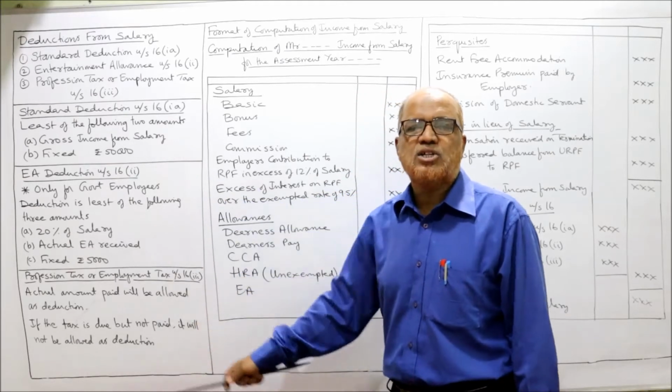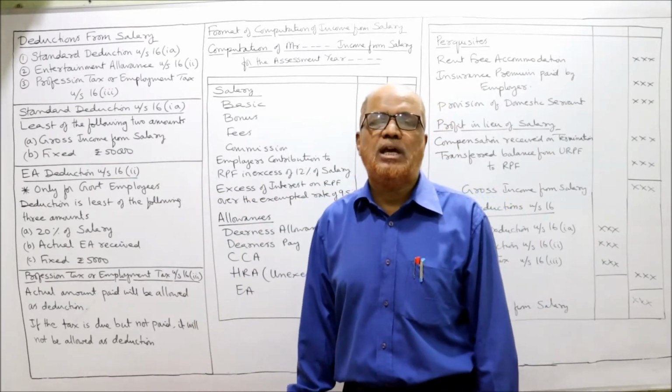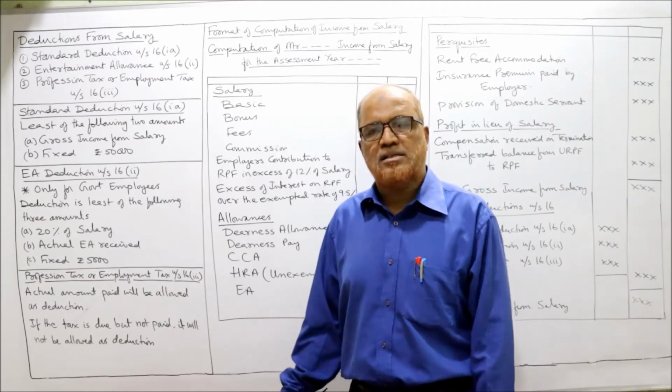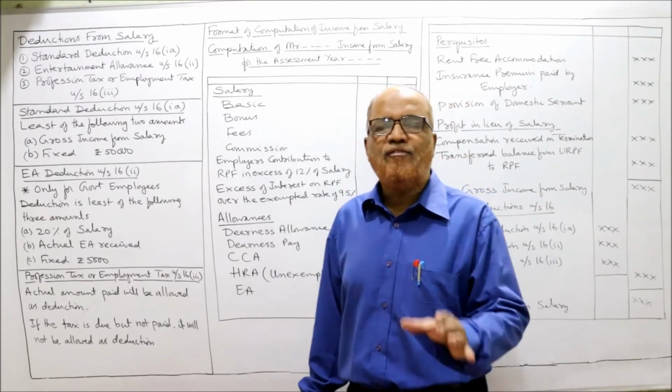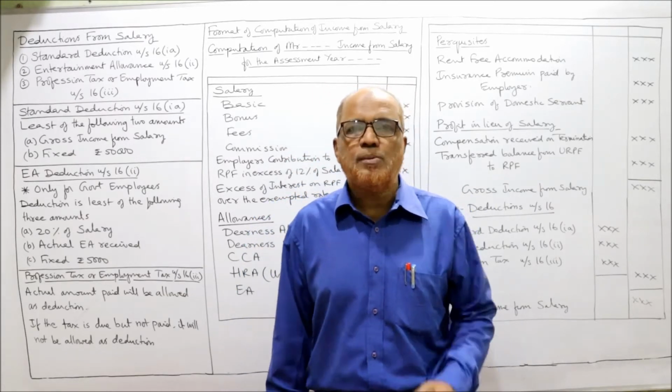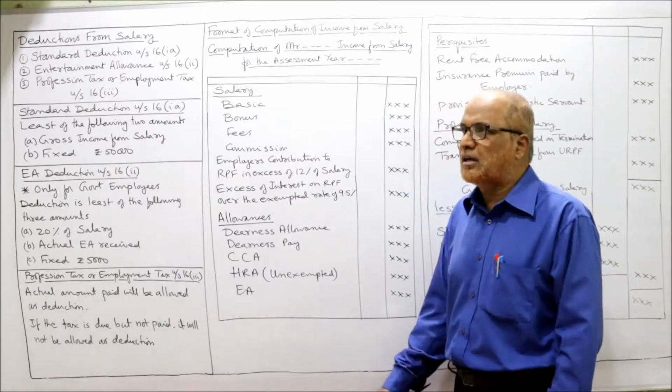So these are the three deductions which are allowed from gross income from salary. After deducting these three, we'll get income from salary. That's it. Now I am giving you a format for how to find out the income from salary. What is the procedure, the format of computing income from salary?